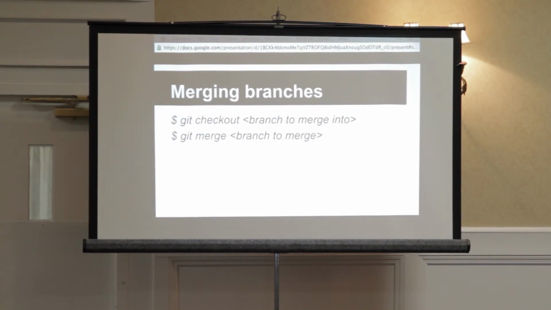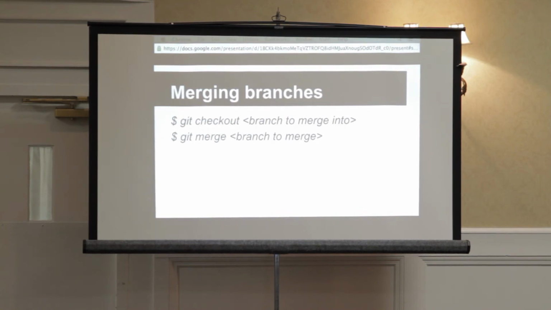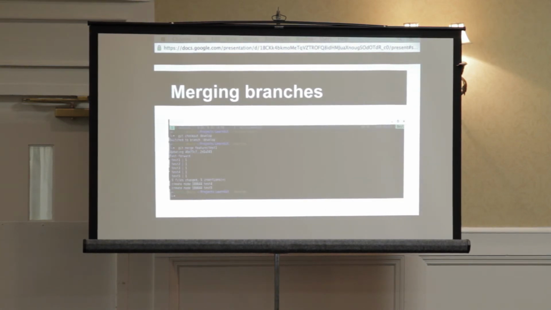Well, here's that merging by the git merge. So as I said, it's just checking out to the branch you want to merge into, and then just saying git merge, the branch to merge. And this is a screenshot of it working. It shows you the files that are being altered and the number of changes to the files.